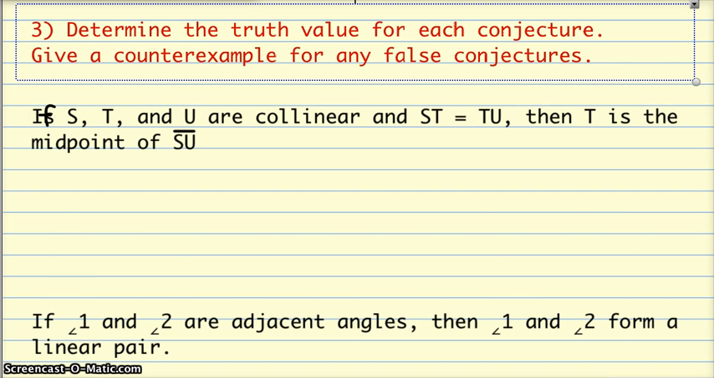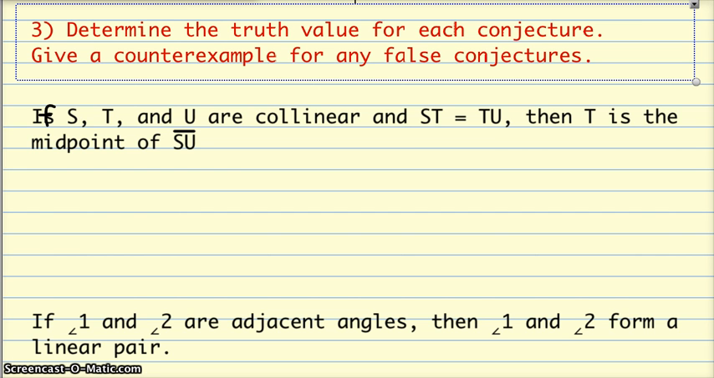Determine the truth value for each conjecture. Give an example for any false conjectures. If S, T, and U are collinear and ST equals TU, then T is the midpoint of segment SU. Conjecture is the idea of putting something out there. So I'm saying, what is the truth value of this statement?